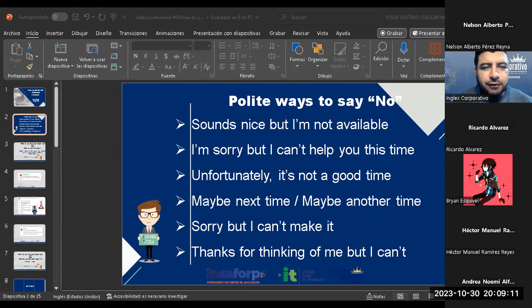Okay, here we have the first, well, these phrases are referred to ways to say no, ¿verdad? Estas frases se refieren a formas para decir no, pero de manera amable, de manera diplomática, de manera educada. Polite significa amable. Entonces, sería formas amables de decir no. Number one. Sounds nice, but I'm not available. Sounds nice, but I'm not available.